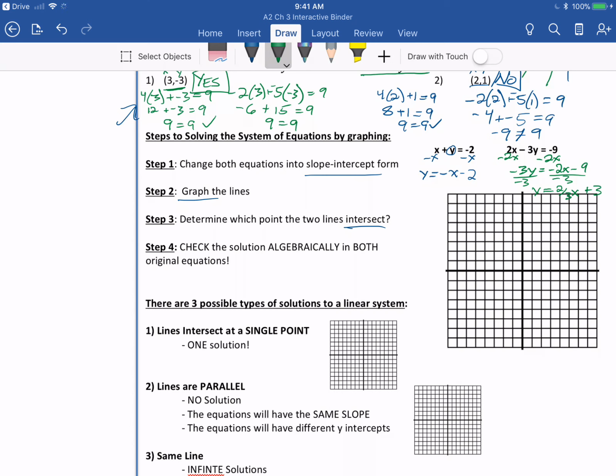All right, so here we go. Let's just go through and graph these. I'm going to graph this blue one first. Y equals negative x minus 2, so that's got a y-intercept at negative 2. I go down 1 over 1, down 1 over 1, down 1 over 1.